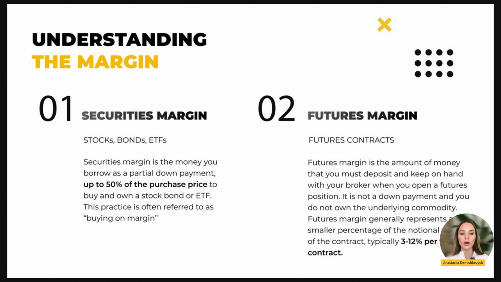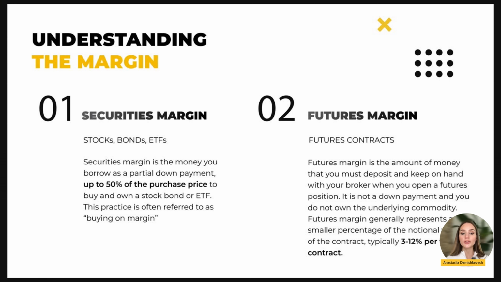When we discuss securities margin and futures margin, we are referring to two completely different concepts, and understanding the difference between them is crucial. In the world of securities, margin refers to the money you borrow to partially fund the purchase of stocks, bonds, or ETFs. This is often up to 50% of the total costs, and it's commonly known as buying on margin. Essentially, you borrow money to increase the size of your investment, while only needing to put down a portion of the price.